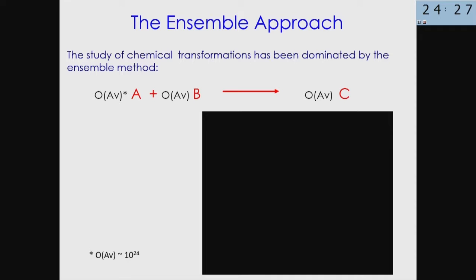We all are aware that most of the work that we do, the way we have done chemistry and biochemistry in the past, has been done by what I call the ensemble approach, where you have a large number of molecules A reacting with a large number of molecules B to form a large number of molecules C. And you can play the movie for a second.